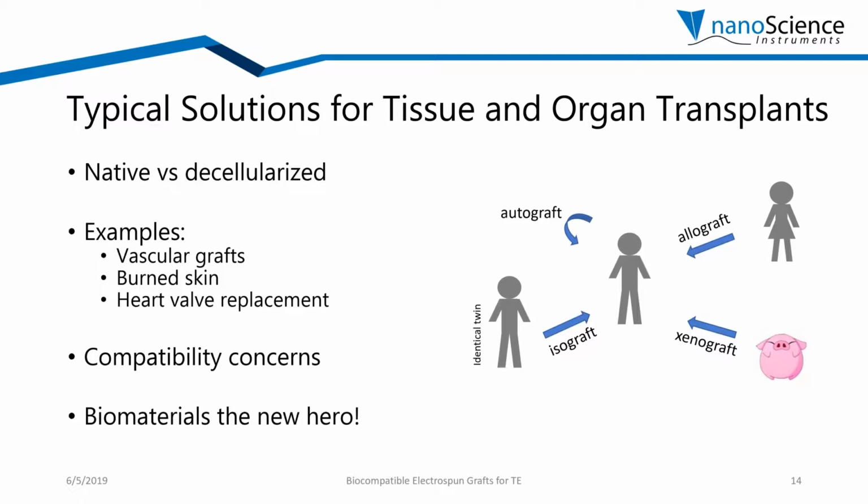Although this is a good step to improve the availability of tissues and organs, there are compatibility concerns. If the native or decellularized implant is not compatible, it can create rejection and cause adverse health reactions or even death. The solution: biocompatible materials that can be easily used to create scaffolding material that mimics the native environment.